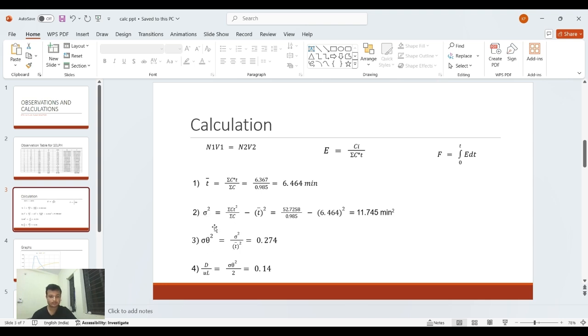This is sigma theta square, and for sigma theta square, we will divide variance by square of mean residence time. And after this, D by uL is the dispersion number, and it indicates the extent of mixing or deviation from ideal plug flow in a system. The formula for dispersion number is sigma theta square upon 2. Just take half of the sigma theta square, we can get dispersion number.